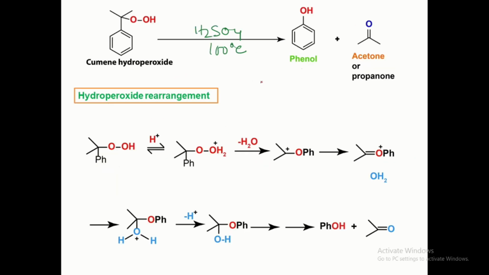Next, we have to check the reaction mechanism for the formation of phenol and acetone from cumene hydroperoxide in the presence of sulfuric acid at 100 degrees centigrade temperature. This reaction follows the hydroperoxide rearrangement mechanism. See, this is cumene hydroperoxide and it has two oxygens which can capture this H+ ion. This H+ ion comes from sulfuric acid, which ionizes to form 2H+ and SO4 2-. Next, if this oxygen captures this proton, it forms OH2+, so water could be easily removed, but here that is not possible. Next, this phenyl ring migrates to this oxygen and then water is removed.